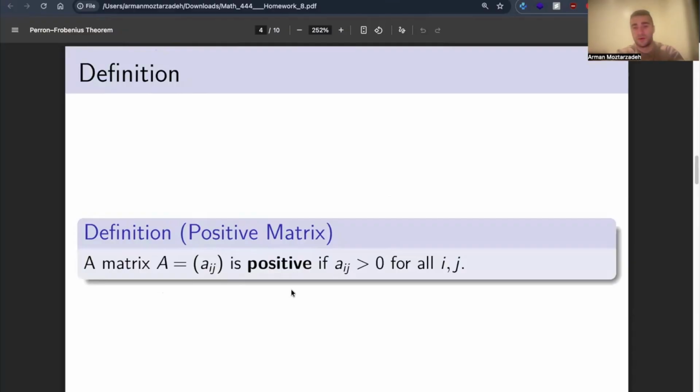So before stating the theorem, we need to talk about the definition of a positive matrix. We say here that a matrix A = (a_ij) is called positive if every entry in the matrix is strictly greater than 0. So in other words, each element a_ij satisfies a_ij > 0. This property is important because it means that when the matrix multiplies a vector, every coordinate influences every other coordinate. So in a sense, the system becomes fully connected, and this can lead to stable long-term behavior.